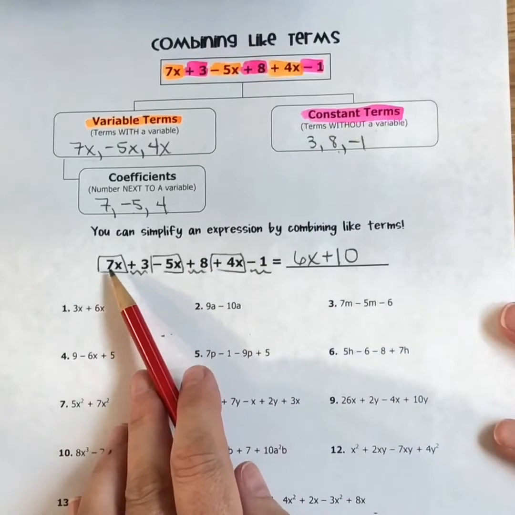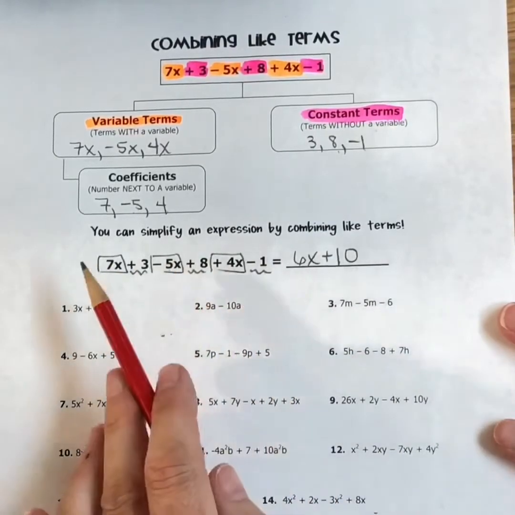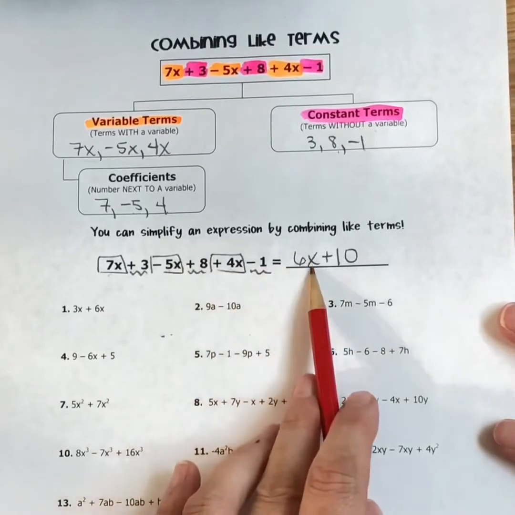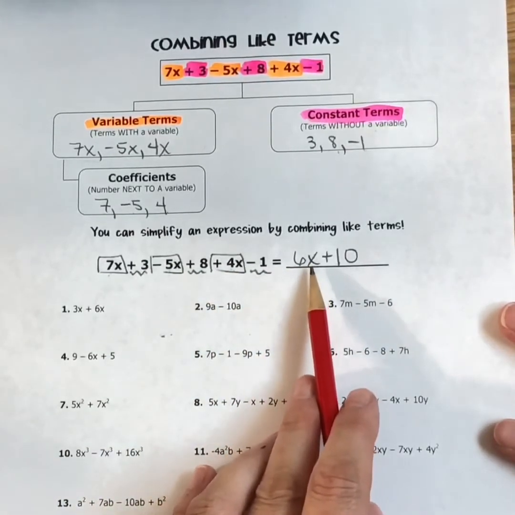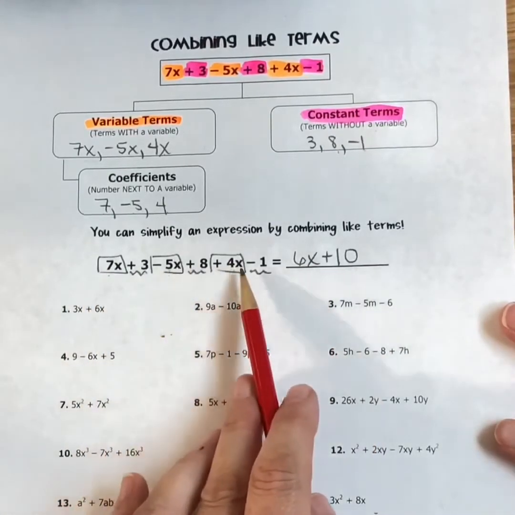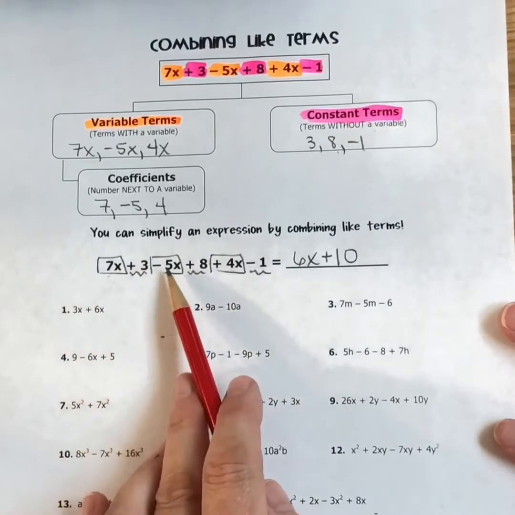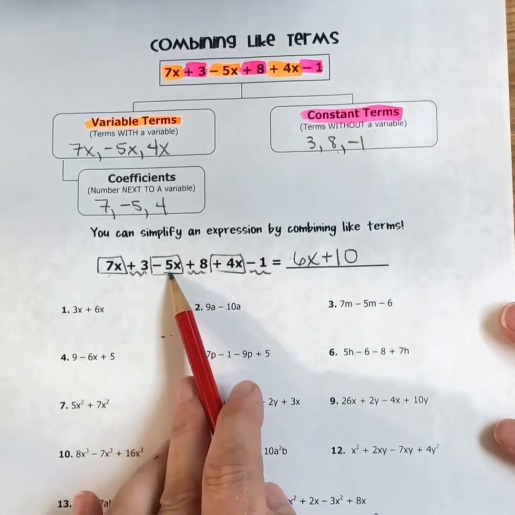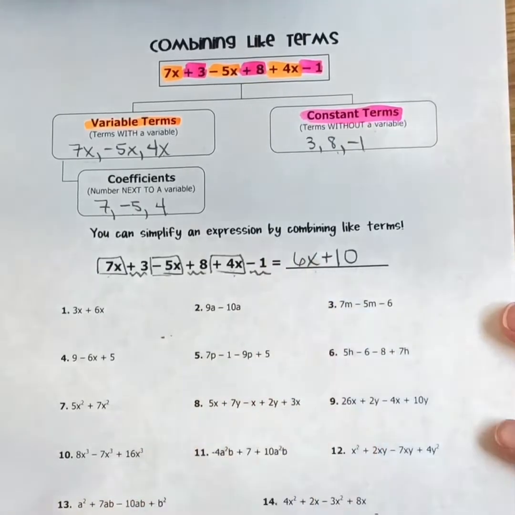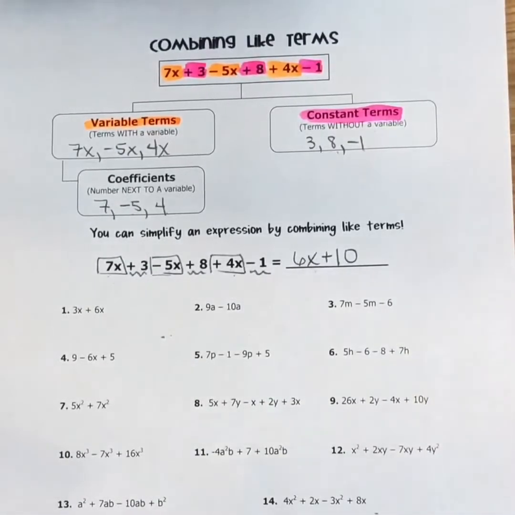And so again, for the variable terms, we add the coefficients, 7 plus negative 5 plus 4, but then you keep the same exact variable. The exponent doesn't change because we're not multiplying. It's basically like how many oranges do you have total. So if I have 7 oranges, or I owe somebody 5 oranges, and then I add another 4 oranges, I have a total of 6 oranges. Just one way you can look at it.